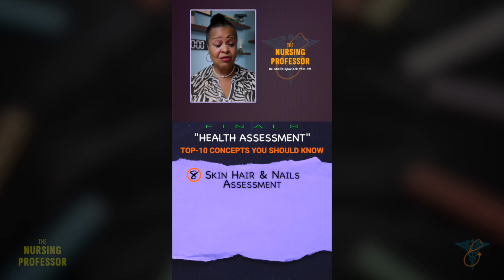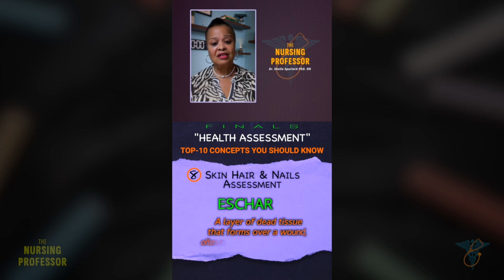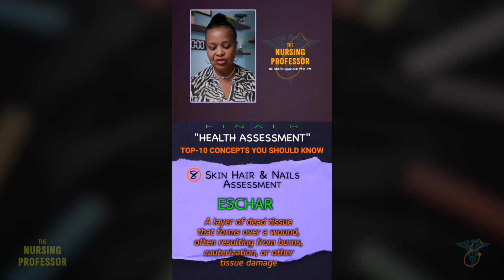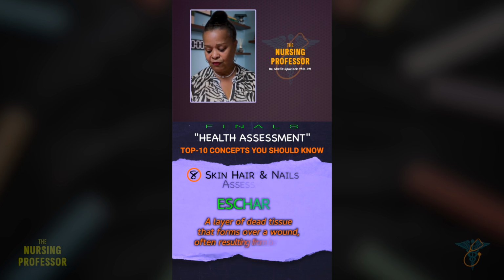And if you have eschar, which is that black tissue, it is unstageable. It is impossible to see through eschar, so you are not going to say that that is a stage 4 wound.